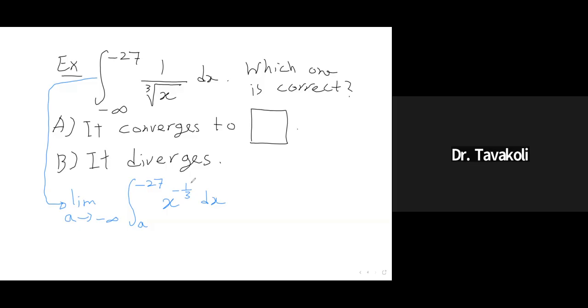And I can use the power rule for the integrals, right? So before applying the limit, the antiderivative of x to the minus 1/3 is x to the power of minus 1/3 plus 1, which is x to the power of 2/3 divided by 2/3. Dividing by 2/3 is the same as multiplying by 3/2. So let me just write 3/2 here. And this function should be evaluated at the limits of the integral, and then we do the subtraction.